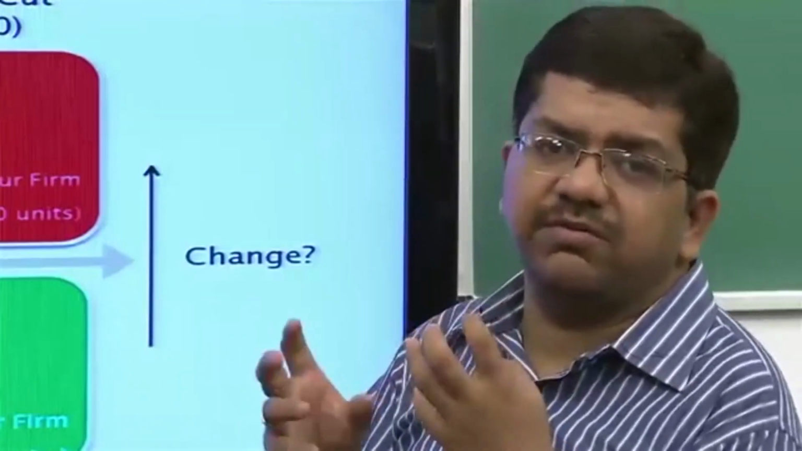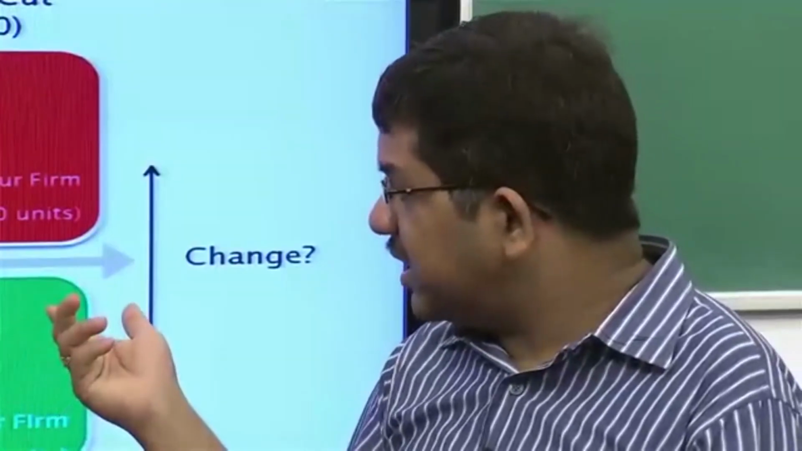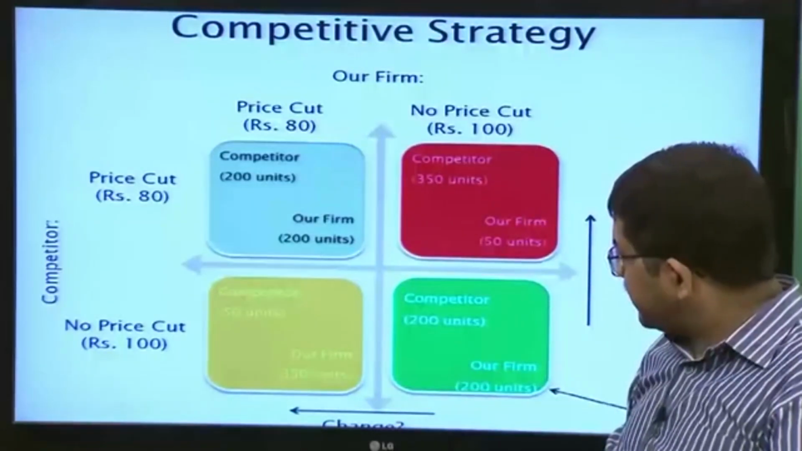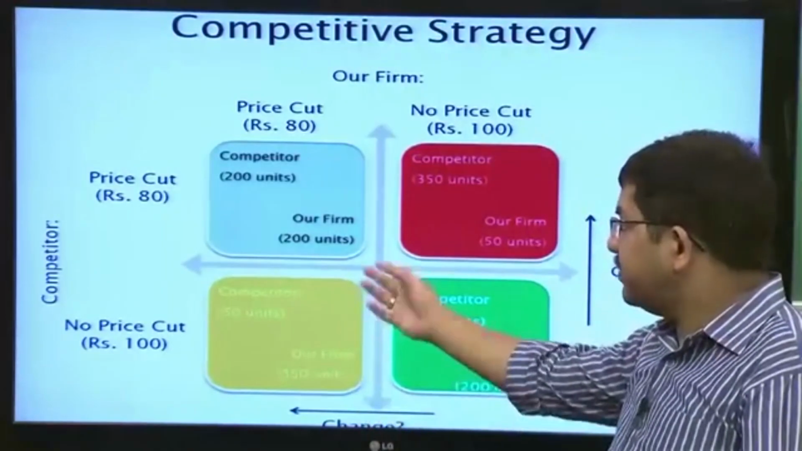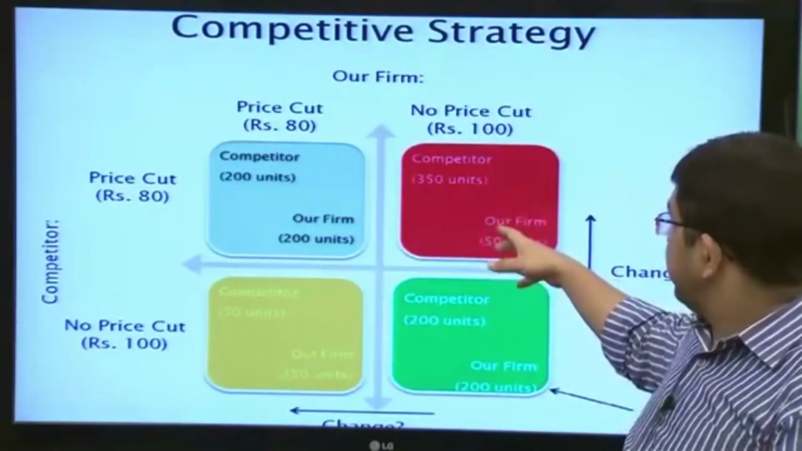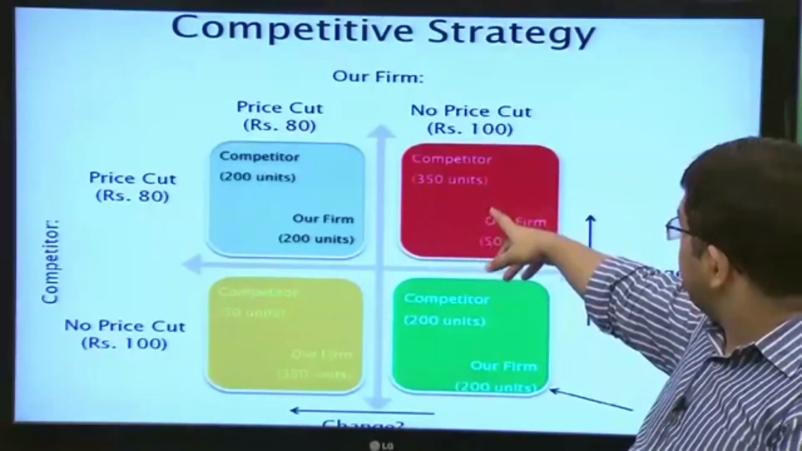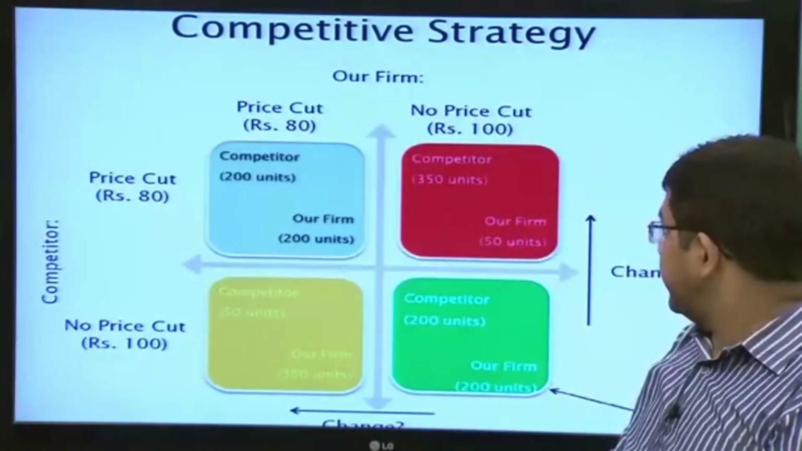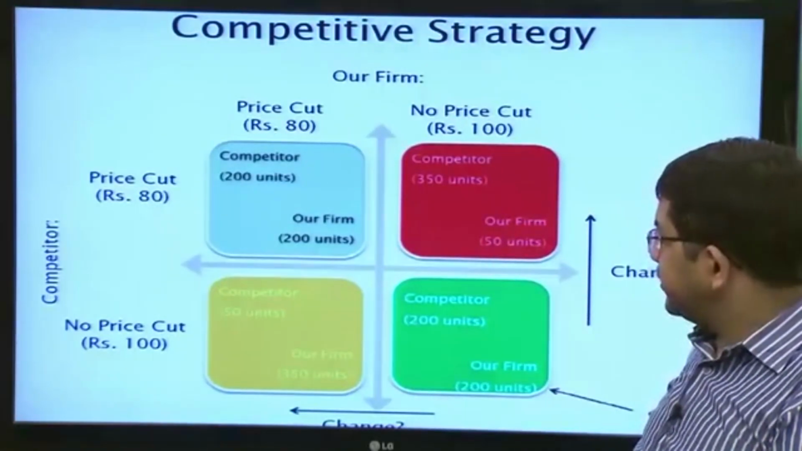If your product is not very inferior to your competitor's, or more or less it is the same, then a lot of the customers might switch to you. So, you will be in a situation where you are selling 350 units, while your competitor might be selling 50 units. Or for that matter, if your competitor cuts the price, this is an alarming situation. The competitor will start selling 350 units and you will be selling 50 units.